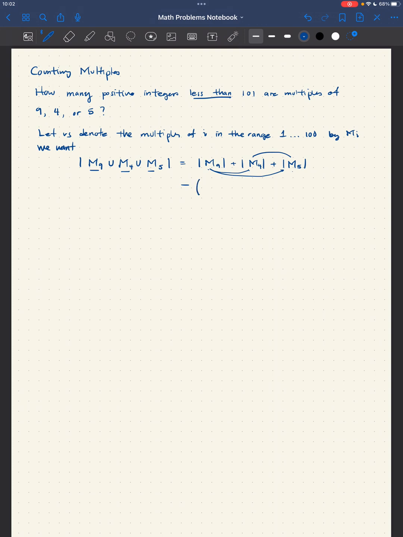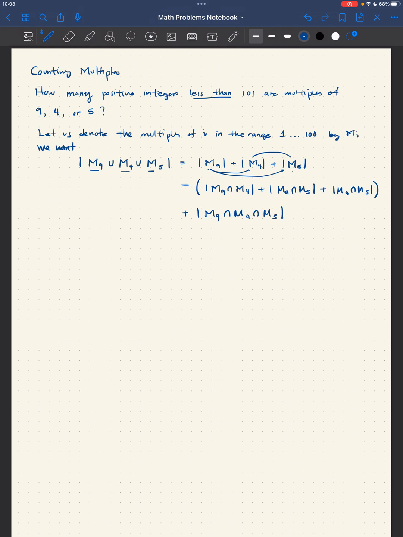In other words, I have to discount the cardinality of M9 intersection with M4, the cardinality of M9 intersection with M5, and the cardinality of M4 intersection with M5. Then you may say, well, but there are three sets involved. We have to put back things that are common now to all three, right? And I agree. We would say something like this: plus the cardinality of M9 intersection with M4 intersection with M5.